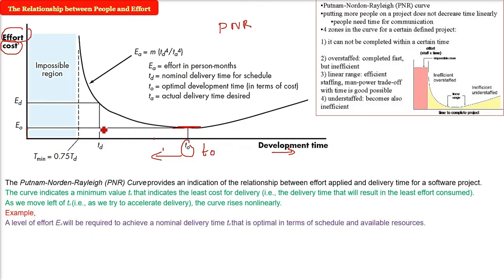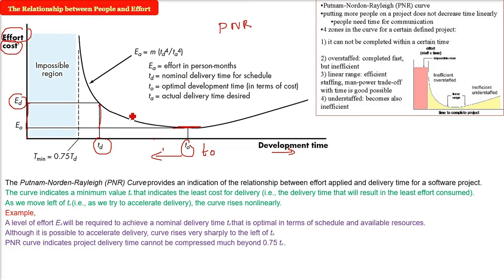See, let us take an example. If you want to compress the time, you want to complete it at TD. The effort will be ED. Now you see, a level of effort ED will be required to achieve a nominal delivery time TD that is optimal in terms of schedule and available resources. It seems to be okay. But although it is possible to accelerate the time delivery, you see the curve. It rises sharply. The effort has increased so much.